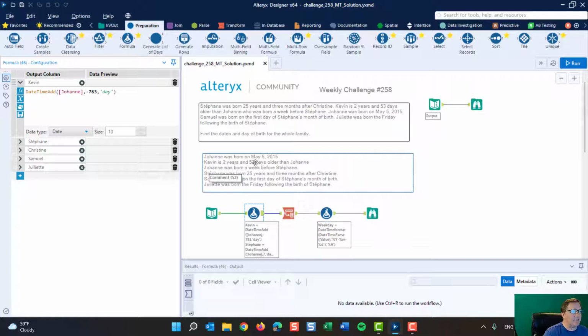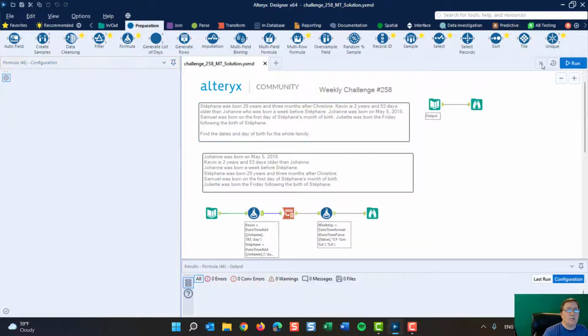Kevin is 2 years and 53 days older than Johan. Okay, well, we know Johan, and we want to do a date time add. And what are we adding? We're going to add days. So the formula goes, what are we basing it around? We're basing it around Johan, and 2 years and 53 days. Well, 2 times 365 plus the 53. And then we're putting a subtraction in here because if you think about it, Kevin is older than Johan, which means he was born before Johan. So he is 753 days before Johan. And finally, we designate how we're measuring, and we're measuring by days.